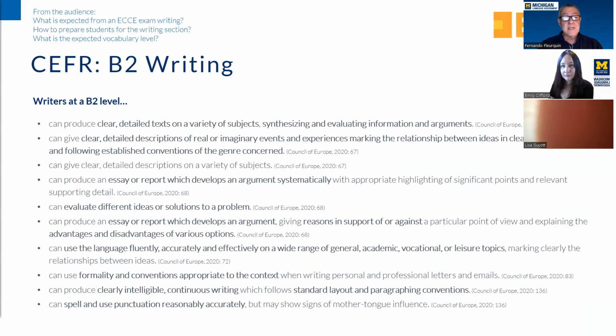The level of difficulty in terms of writing, there were several questions about what is expected in terms of ECCE writing and how to prepare them for this particular section. You see in bold, to highlight the most important areas, what is expected of students at this B2 level as well, which is what ECCE reflects. They need to be able to produce clear, detailed texts on a variety of subjects, synthesizing and evaluating information, arguments.